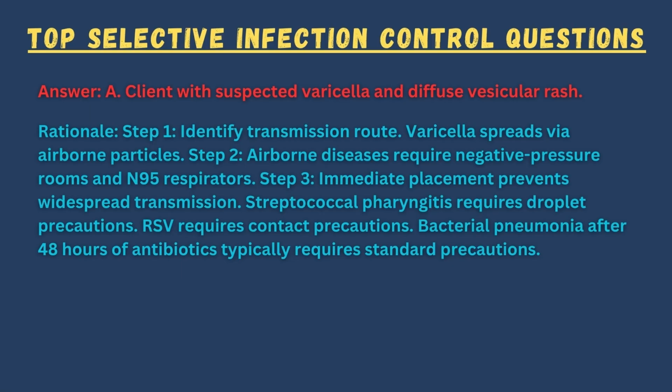Answer: A. Client with suspected varicella and diffuse vesicular rash. Rationale: Step 1. Identify transmission route. Varicella spreads via airborne particles. Step 2. Airborne diseases require negative pressure rooms and N95 respirators. Step 3. Immediate placement prevents widespread transmission. Streptococcal pharyngitis requires droplet precautions. RSV requires contact precautions. Bacterial pneumonia after 48 hours of antibiotics typically requires standard precautions.